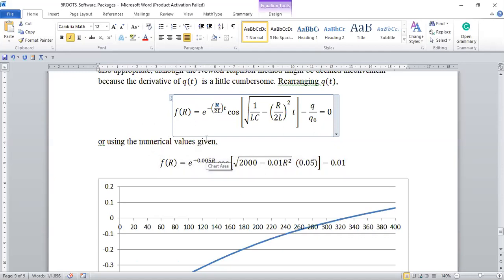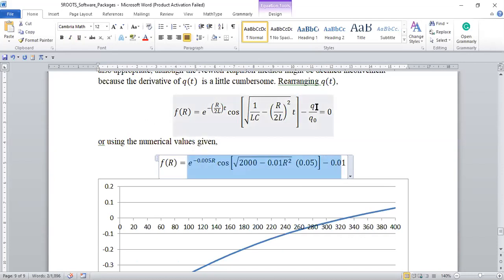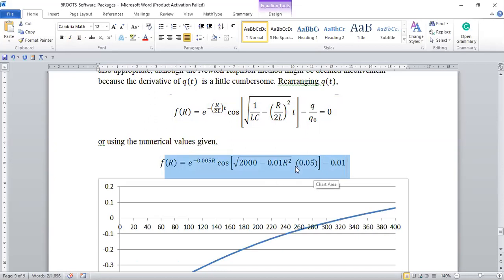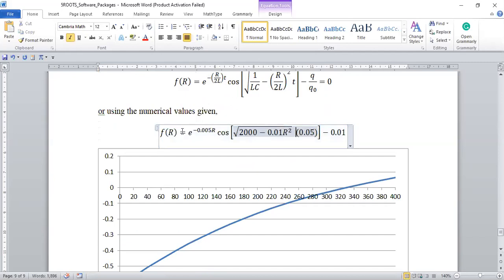Now when we put in all the values, we have everything. The time is 0.05 seconds. We know the inductance, we know the capacitance, and the charge percent dissipation is 1%, which is 0.01. So we are just going to put all the values into this equation. Now we've reduced it to finding the roots of the equation, but we are not given an initial guess.